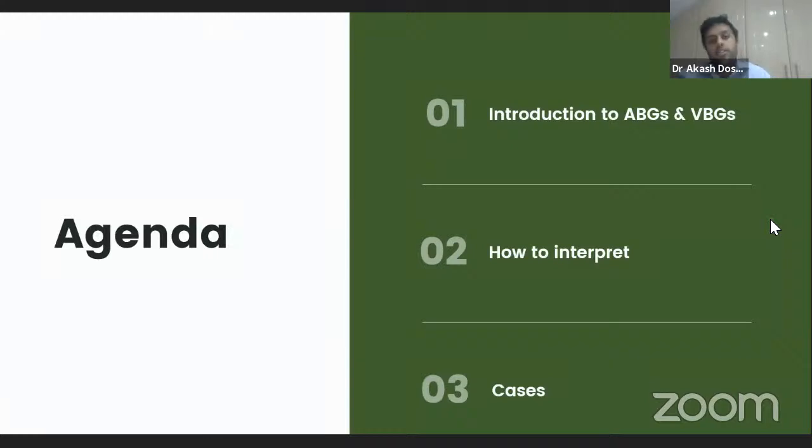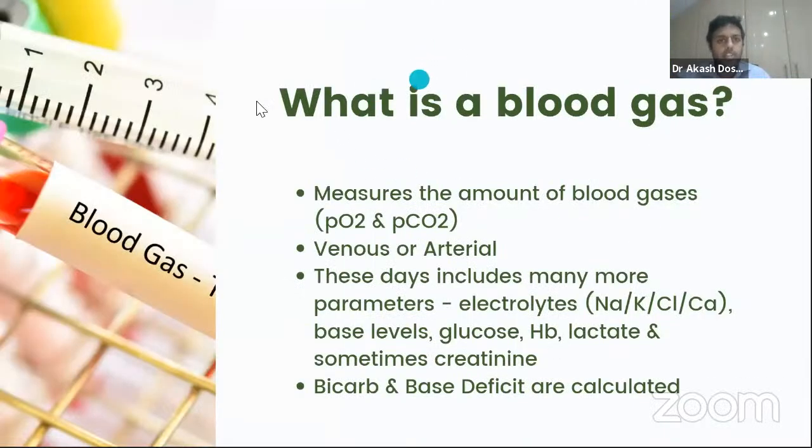So what we're going to take you through today is an introduction to ABGs and VBGs. We're going to talk about how to interpret. And we'll finally take you through some cases where it really helps reinforce the knowledge that you're getting. So what is a blood gas? Originally, a blood gas was really only to measure the blood gases. So PO2, PCO2, and either we can get it from venous blood or we can get it from arterial blood.